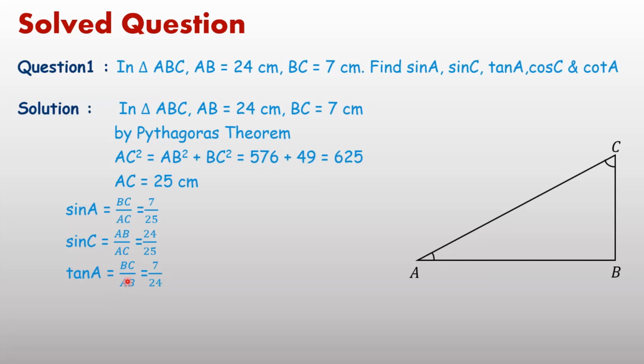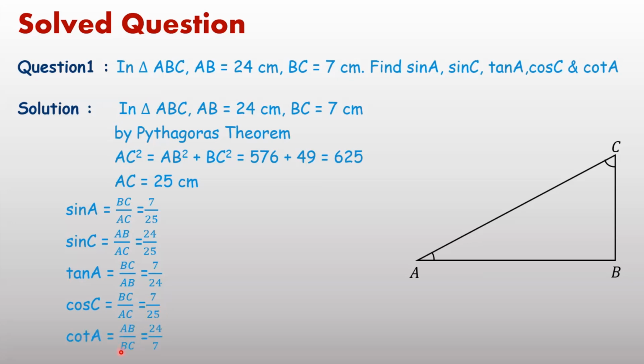Similarly, tan A for angle A is perpendicular upon base, means BC upon AB equal to 7 upon 24. Cos C for angle C is base upon hypotenuse. The base is BC, hypotenuse AC, so BC upon AC equal to 7 upon 25.